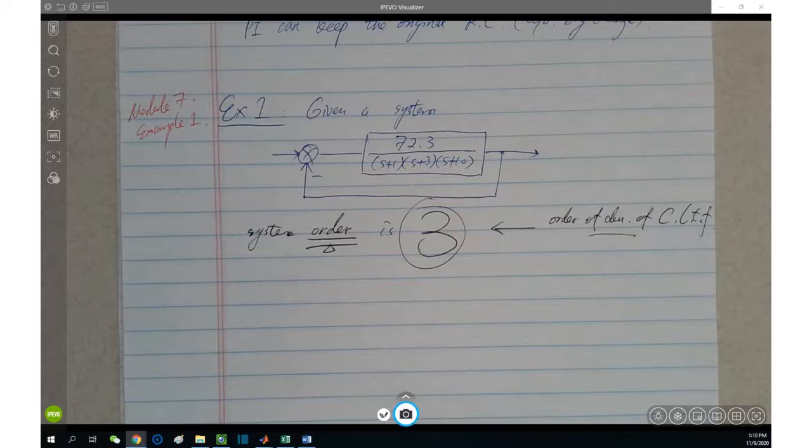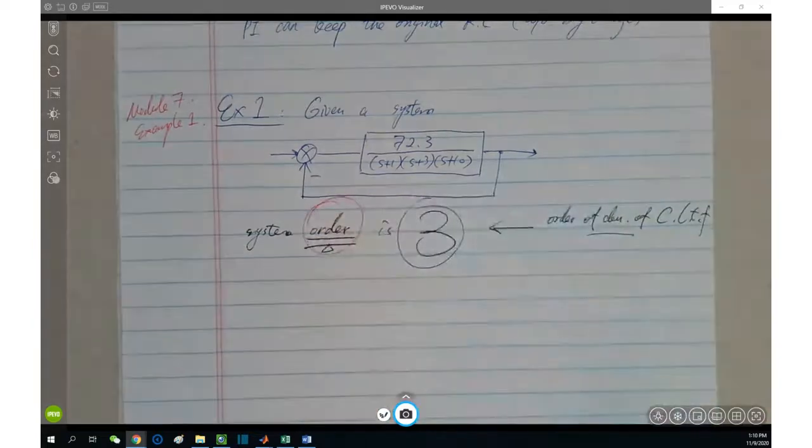This is something we learned back in module 1 or module 2. Be very careful. Once again, I'm asking the system order, not system type. Okay, system type, yes, is 0. System type 0, no problem. System order is up to the closed loop transfer function denominator polynomial. Does it make sense? First of all, this concept needs to be clear.